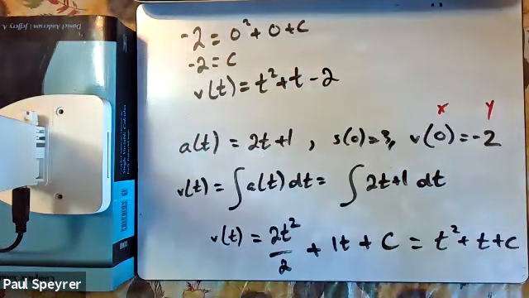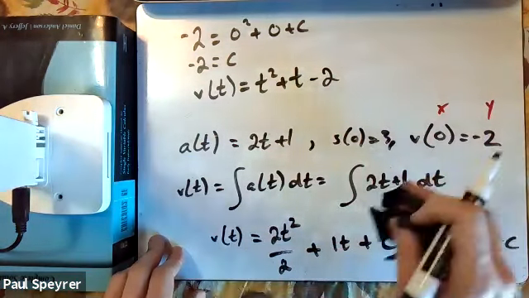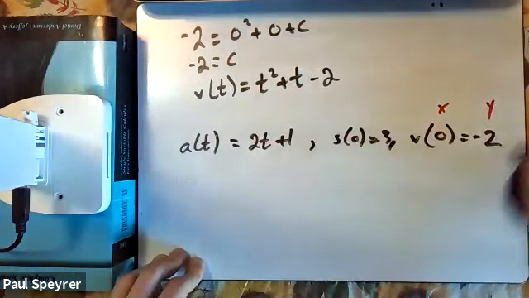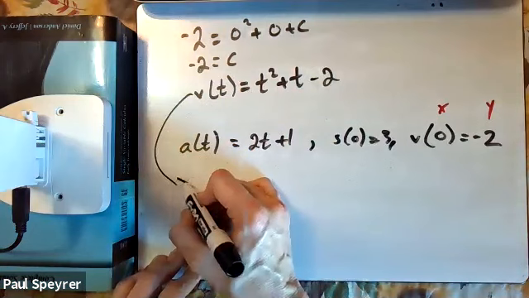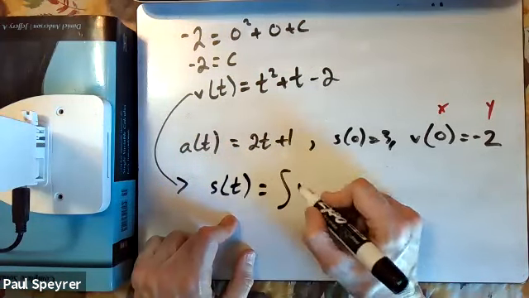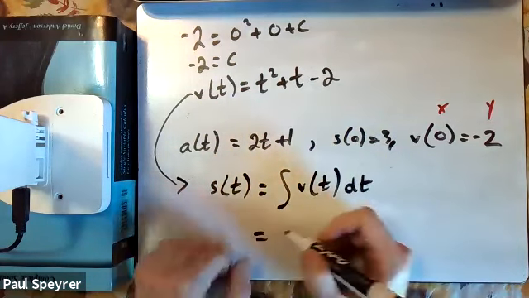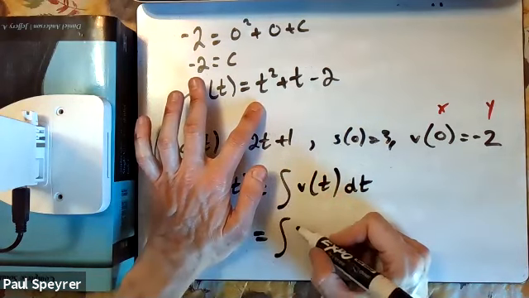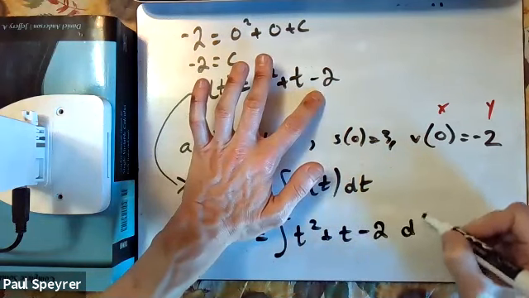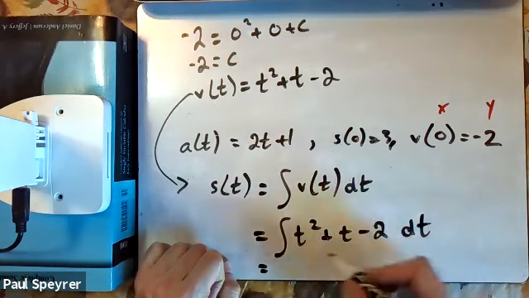Now we're not done, right? Because it was asking us about the position. So now we need s of t, right? So I'm coming down here now. S of t, the position equation, is equal to the antiderivative of your velocity equation. So in this case, it's going to be the integral of t squared plus t minus 2 dt.